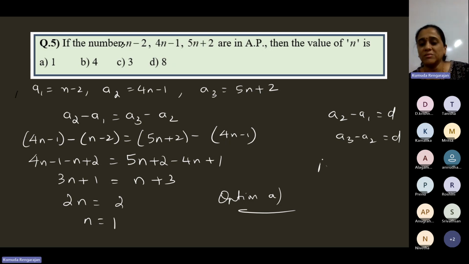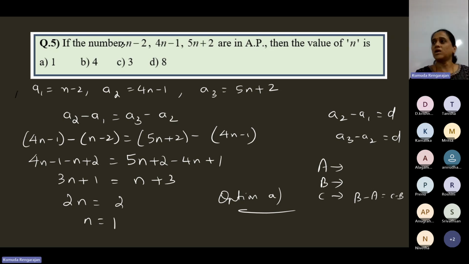See, you can call the numbers A, B, C also. Let the numbers be A, B and C. And you can write B minus A is equal to C minus B. You just call them something. A, B, C. So now B minus A is a common difference. And C minus B is the common difference.